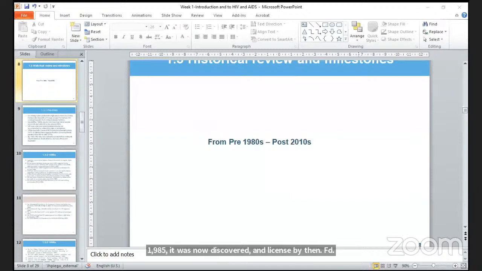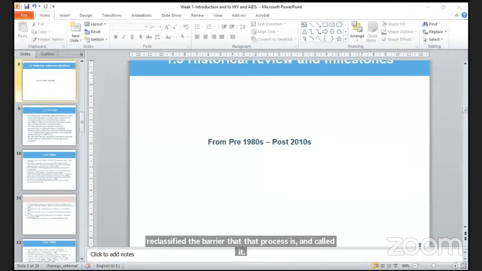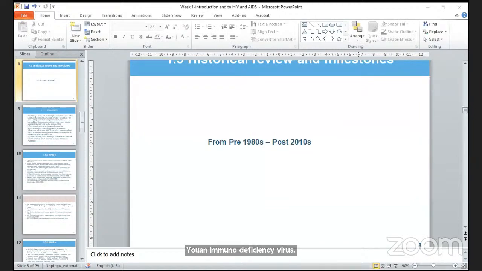1985 still, the International Committee on the Taxonomy of Viruses reclassified the virus that causes AIDS and called it human immunodeficiency virus. What are we saying here? Now, instead of calling that virus LAV, lymphadenopathy associated virus, let me go back a bit. Why did they call it LAV, lymphadenopathy associated virus? It's because those who were newly infected by the virus, in the first few weeks, had swollen lymph nodes at the groin. So that's why they called it lymphadenopathy, swelling of the lymph nodes, associated virus.